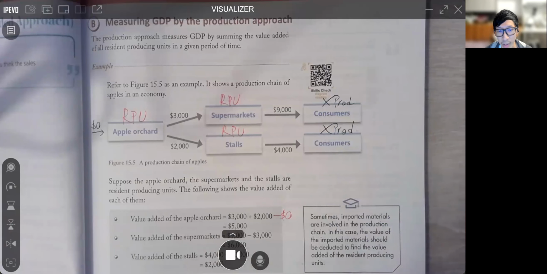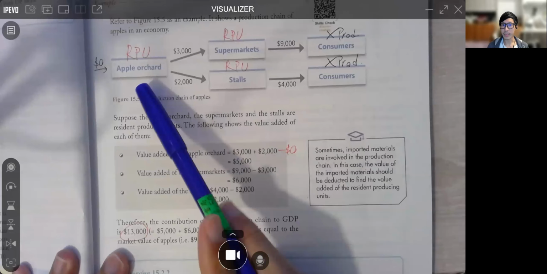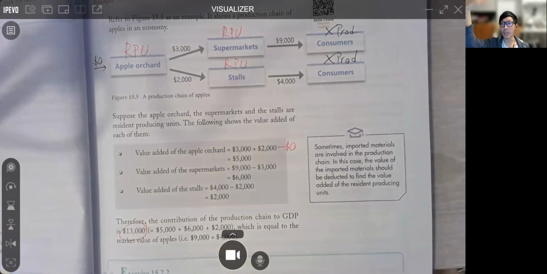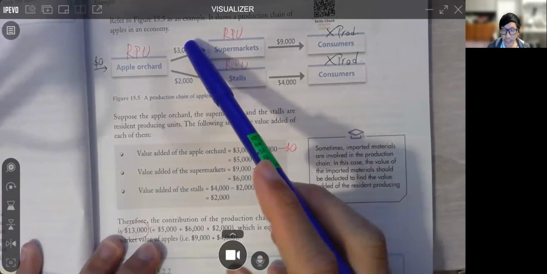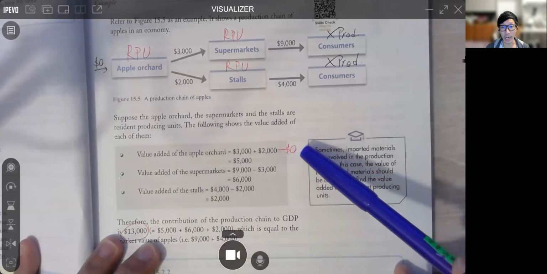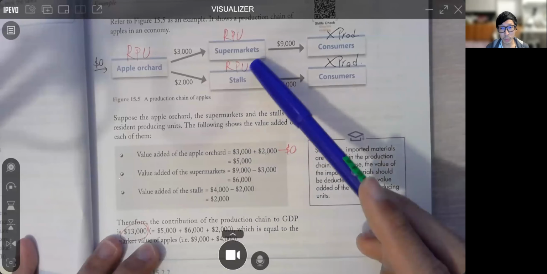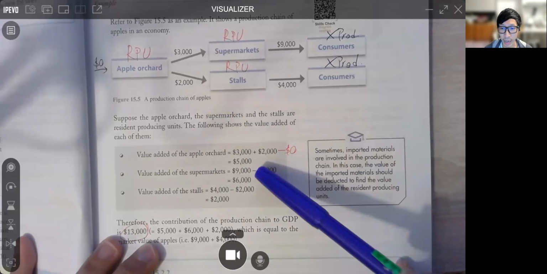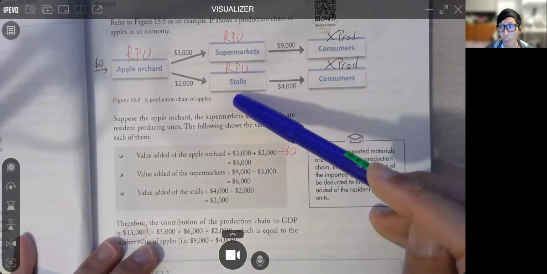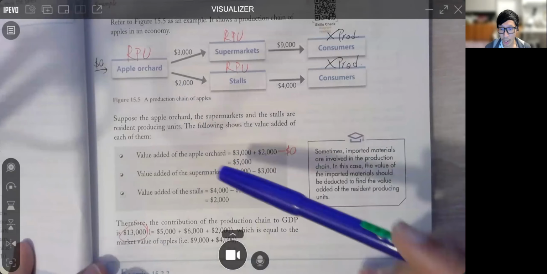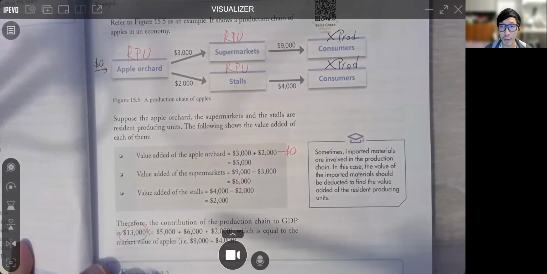Now, how do we calculate value added? Let's take a look at the example. The apple orchard is selling 3K and 2K to 2 different units. So these are the value of outputs, minus the value of input, which is 0 in our case, we get 5K. What about the supermarket? Output at 9,000, input at 3,000. Therefore, we have 6,000. And finally, the store, output at 4,000 and input at 2,000. We have 2,000. So adding them all up together, we have 13K.